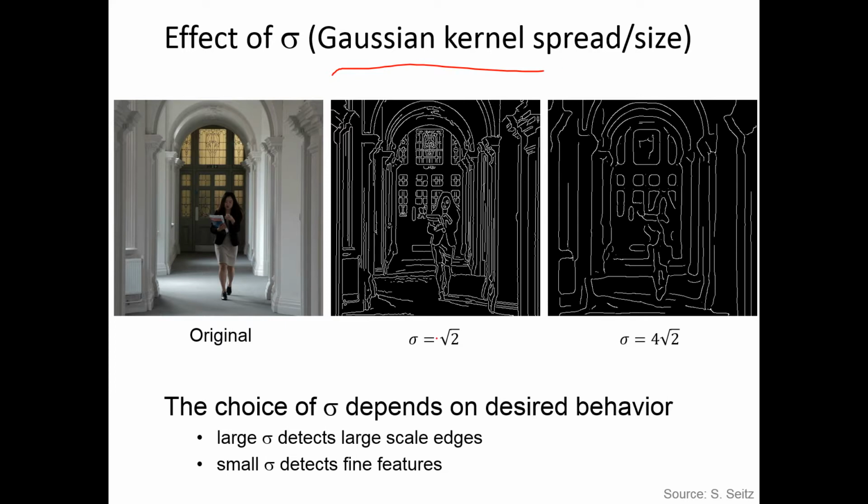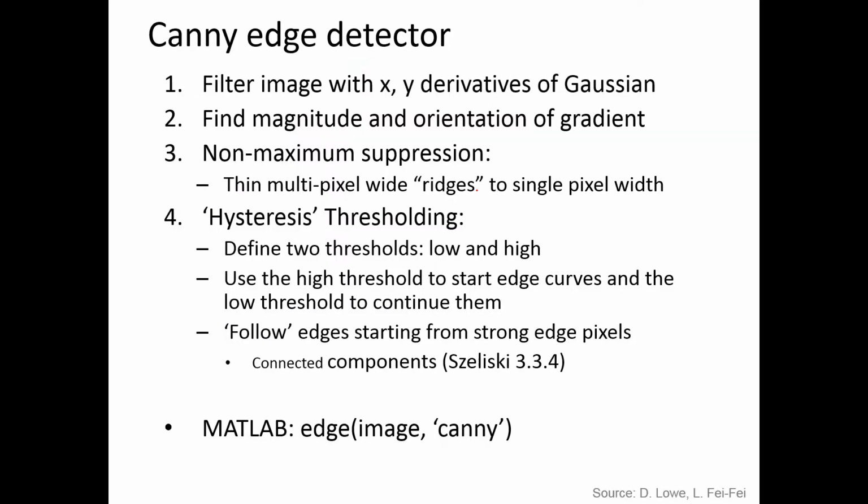Basically, if the Gaussian filter is smaller, then you will get more edges, or you expect to have finer detail. If you have a wider Gaussian filter, you will smoothen out the image more, and then you have fewer edges left behind. And that's basically it for the Canny edge detector. And for MATLAB, you can just call a function called edge.